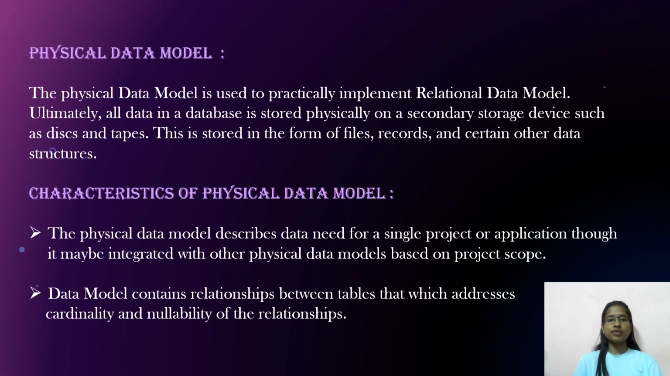The next is physical data model. It is a database specific model that represents relational data objects, for example tables, columns, primary keys and foreign keys and their relationships. It includes a few characteristics: it describes the data needed for a single project or application, though it may be integrated with other physical data models based on the project scope. And it contains relationships between the tables, which address cardinality and nullability of the relationships.